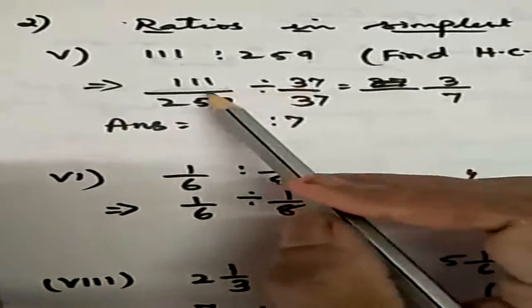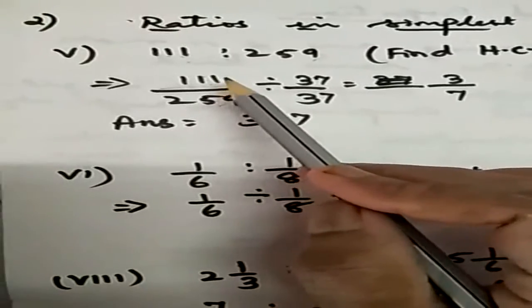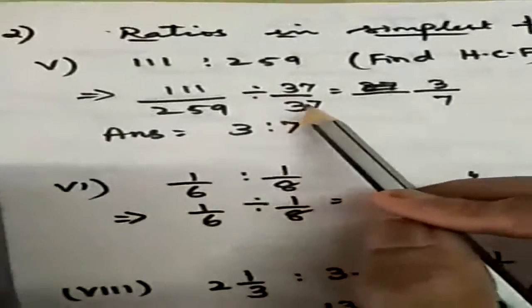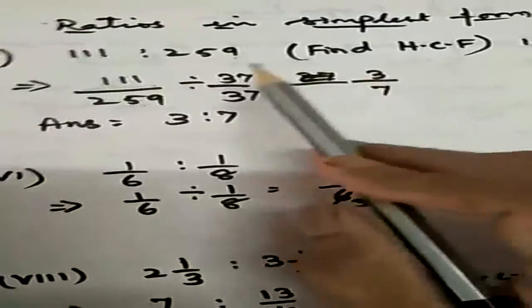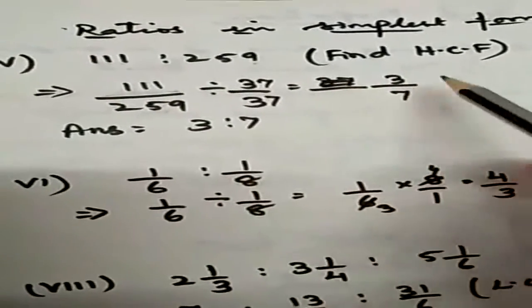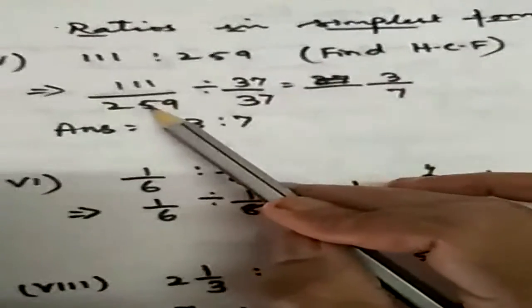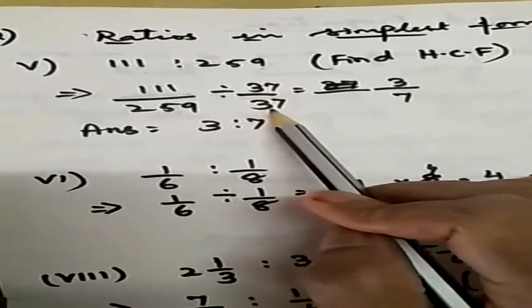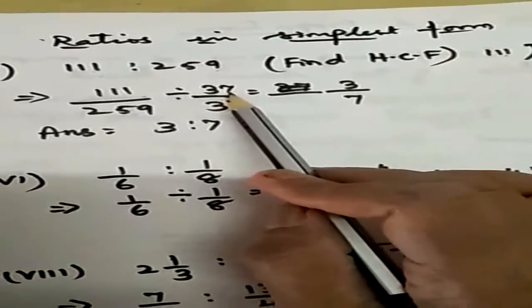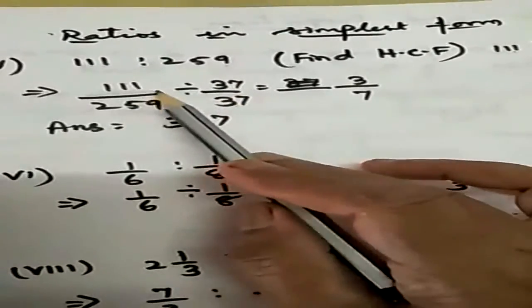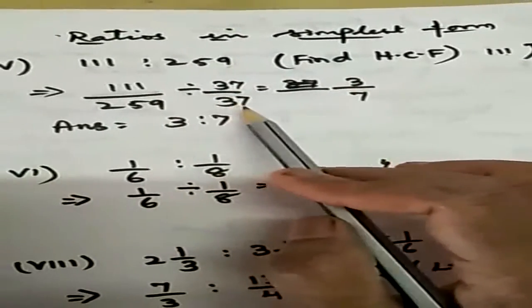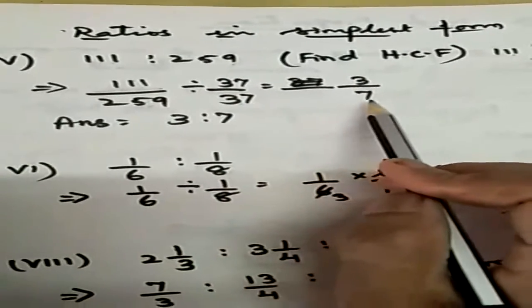So in a ratio, if you divide the numerator and denominator by the same number, this is also equal to 3 by 7. Both the numerator and denominator will get cancelled by which number? 37, which you got by doing HCF. So 111 divided by 37 you got 3, 259 divided by 37 you got 7.